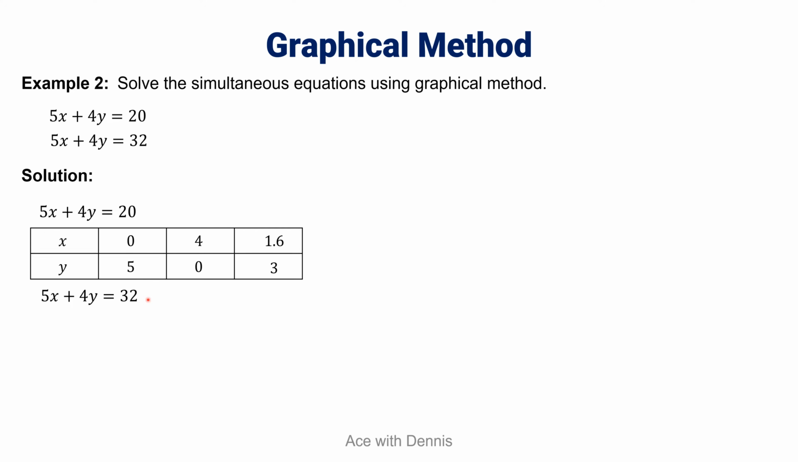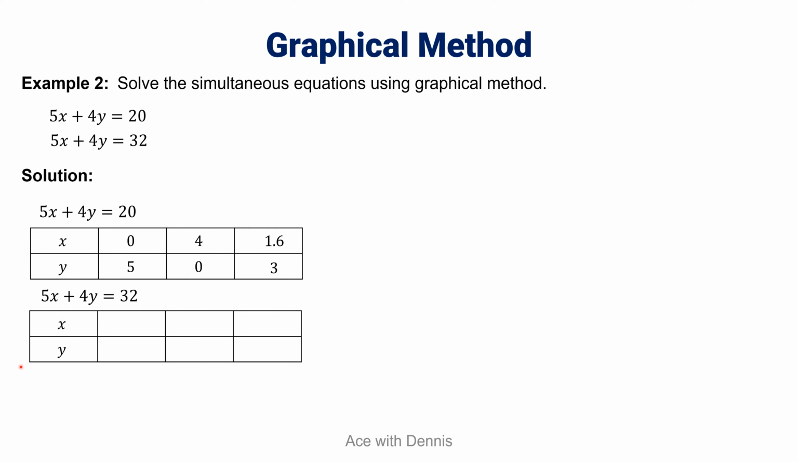Repeat the same process for the second equation, 5x + 4y = 32, and build a table for the x and y values. Let's choose x is 0, and then the y value will be 8. When y equals 0, x is 6.4. Again, this is just a decimal number, it's still fine. Let's see if we can plot the graph. Then when y is 3, x is 4.